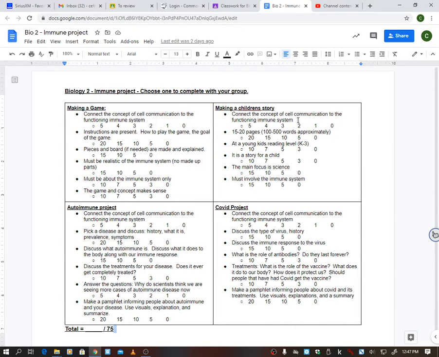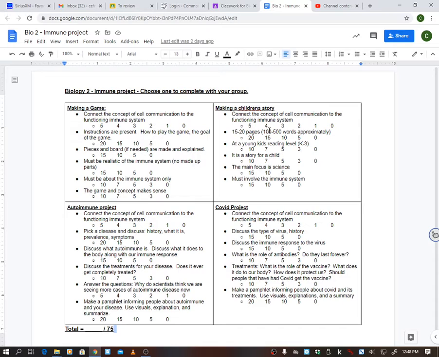Now, if you want to make a children's story, once again, we got to know that the cells are communicating, which would be easy to do in a story. For kids, it's going to be a kindergarten to 3rd grade level. I'm hoping for younger kids if you're going to do this. So it would be about 15 to 20 pages. That's what's normal for that age group. And another normal is about 100 to 500 words.